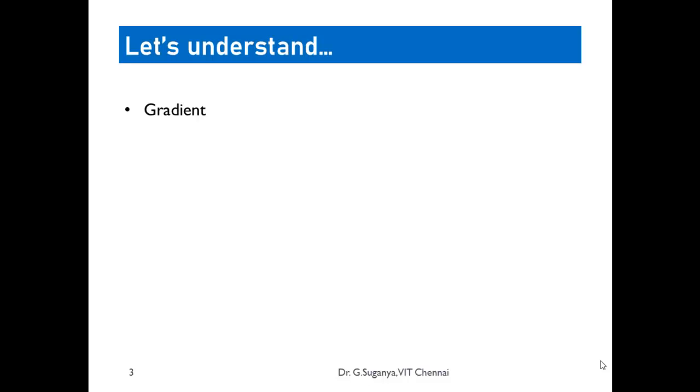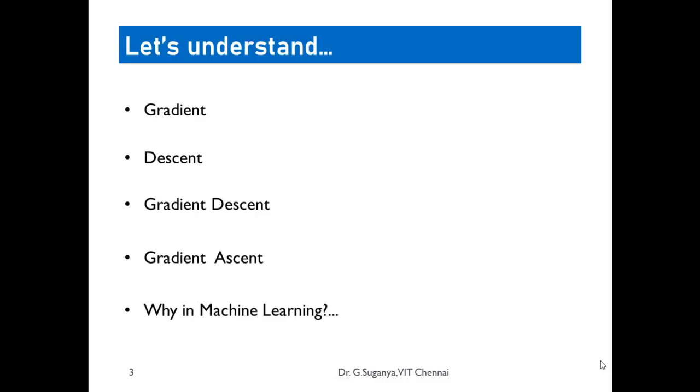The following will be the takeaway of this session. We'll try to understand what gradient means and what descent means, and what the combination of these two terms, gradient descent, means to us, followed by, in contrast to that, what gradient ascent means and why these terms are so important in machine learning. That's what we are going to understand through this lecture.